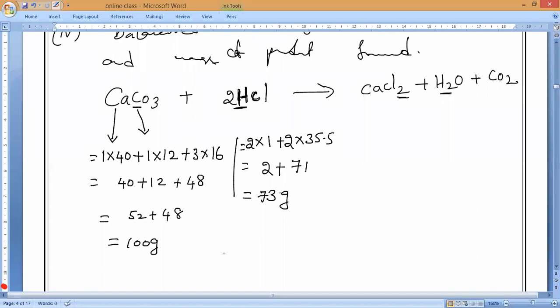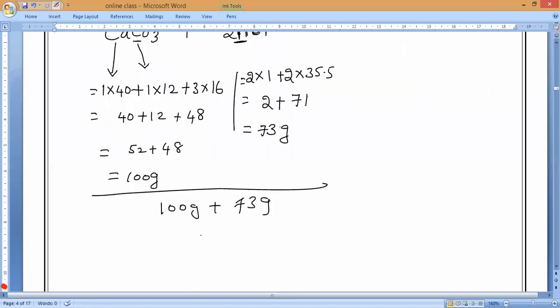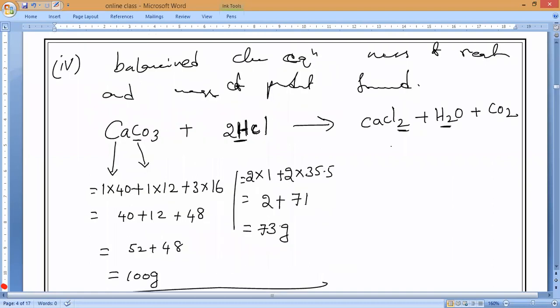Now add both reactants. Mass of reactants: 100 plus 73 equals 173 grams. So this is the mass of reactants. Now go to the mass of products.